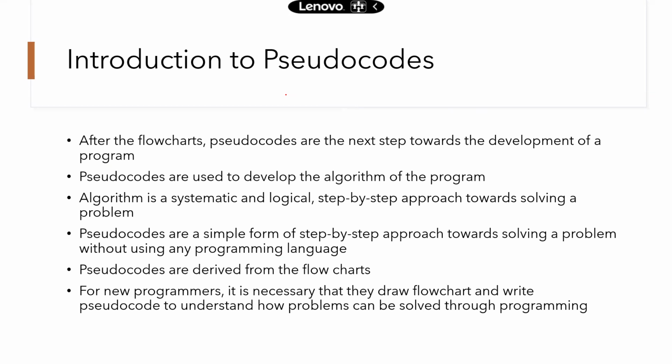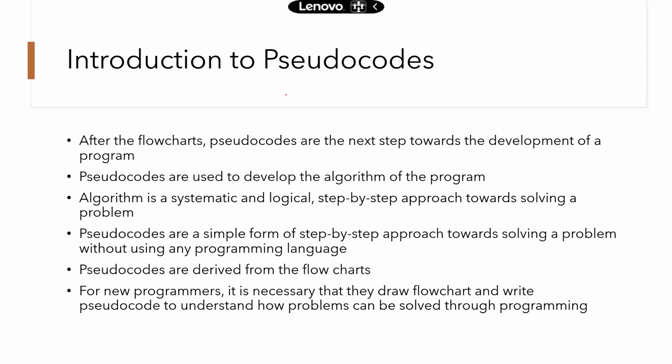After the flowchart, pseudocodes are the next step towards the development of the program. Pseudocodes are used to develop the algorithms of the program. An algorithm is a systematic and logical step-by-step approach towards solving a problem. Pseudocodes are a simple form of step-by-step approach towards solving a problem without using any programming language. Pseudocodes are derived from the flowcharts. For new programmers, it is necessary that they draw flowcharts and write pseudocodes to understand how problems can be solved through programming.